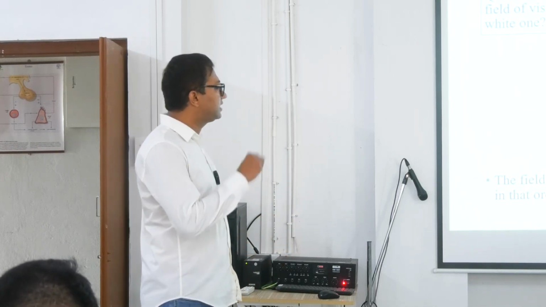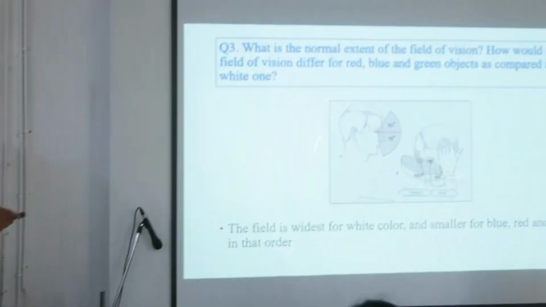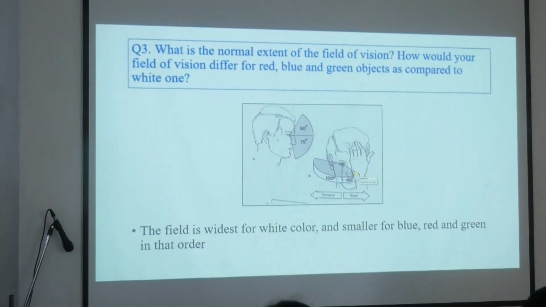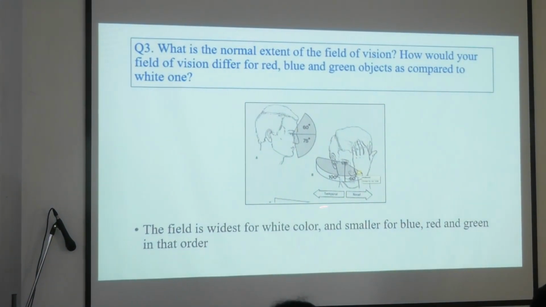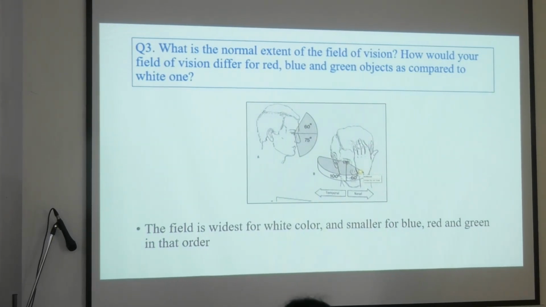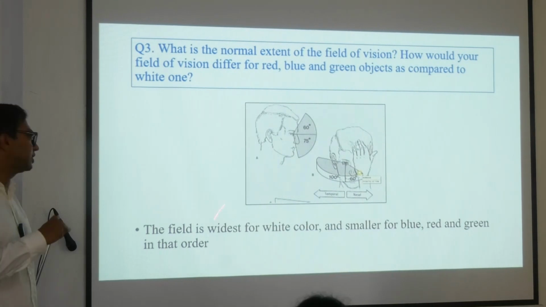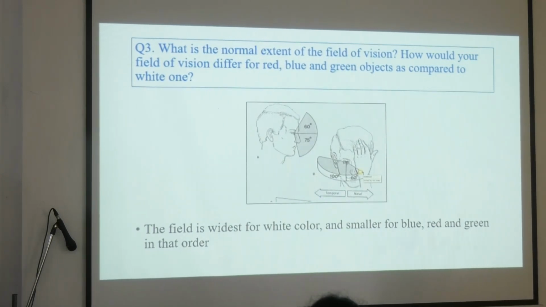Okay, the normal extent of field of vision has already been discussed. Upside 60 degrees, downside 70 degrees, and in the nasal field up to 60 degrees, in the temporal field up to 100 degrees, right? Also mention this: the field of vision is widest for white color. Remember the extent of normal field of vision.